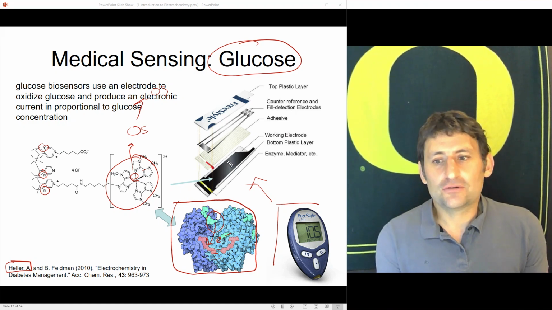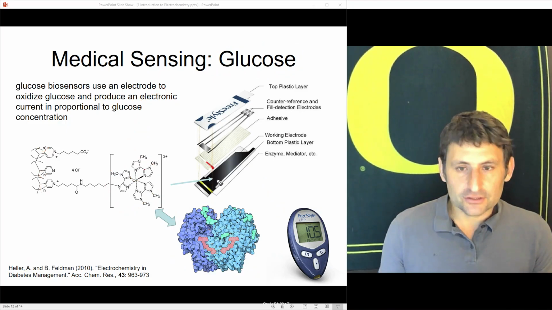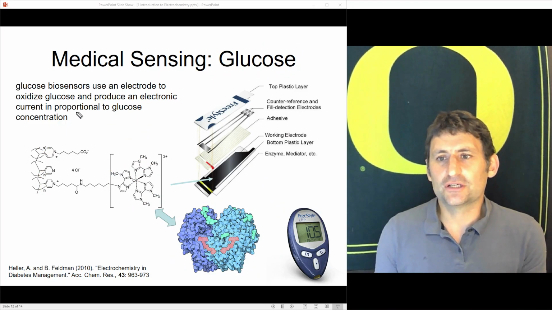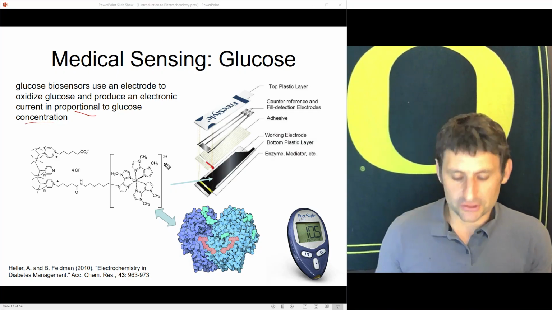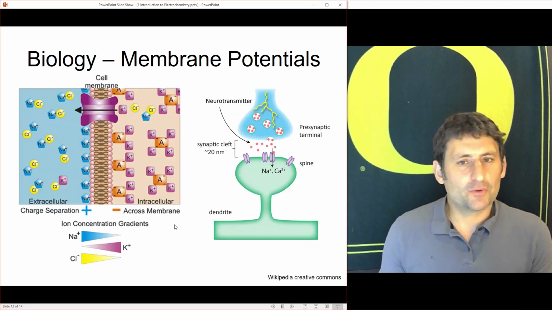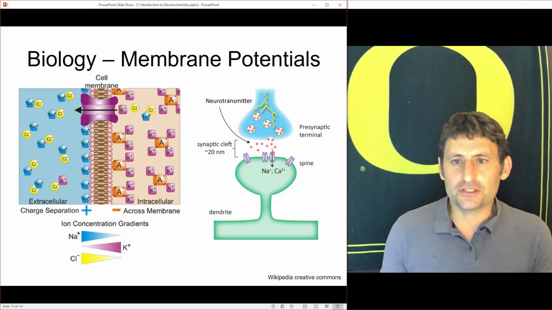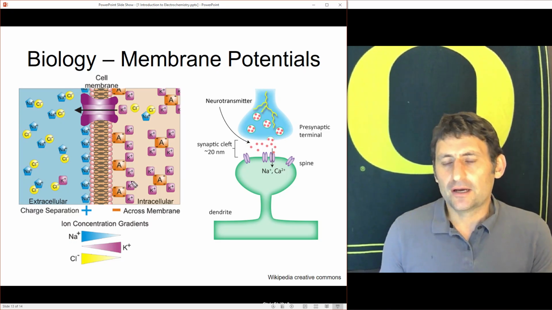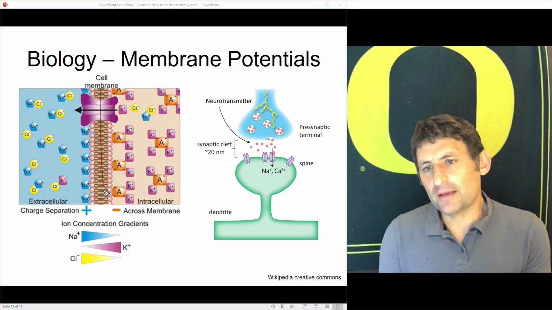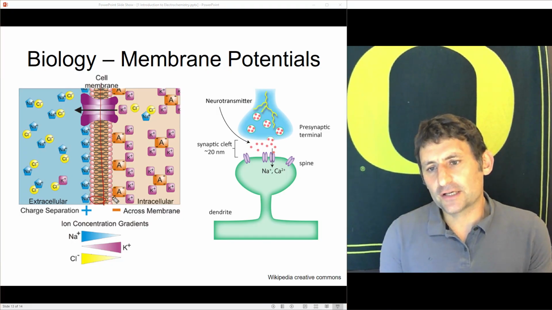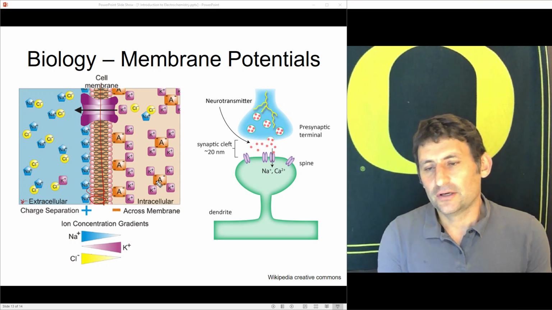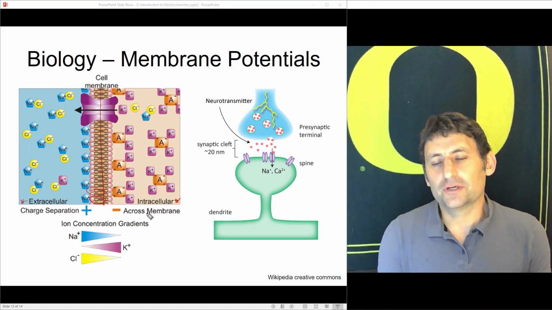And using this, you can selectively oxidize glucose and get a current from that oxidation that's proportional to the glucose concentration in blood. The last example I want to talk about is membrane potentials in biology. We'll talk more about this in more fundamental detail. But imagine you have a cell membrane, okay? Cell membrane has these phospholipids that prevent mixing of the left side and the right side of the extracellular liquid and the intracellular liquid or solution.